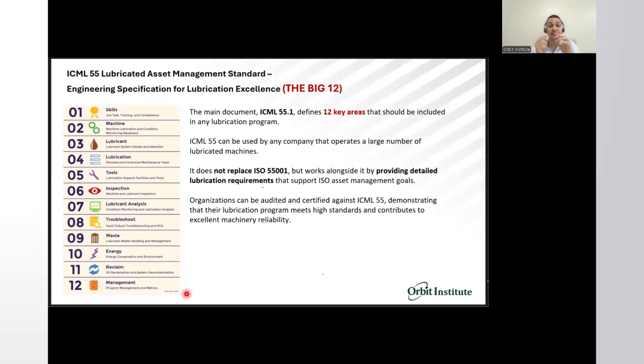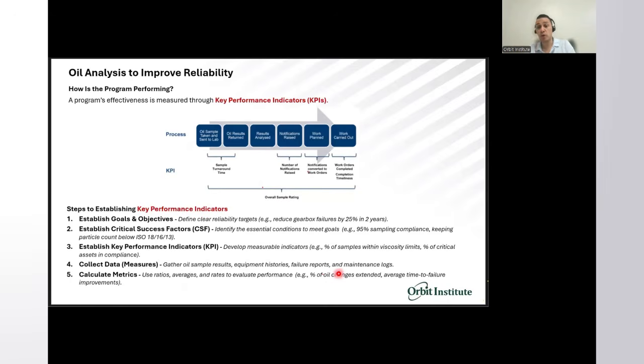All of this is going to be discussed in the Machinery Lubrication Engineering level training course that qualifies you to MLE certification. Okay, so this is just a couple of slides of the topics that will be discussed in the MLE training course.